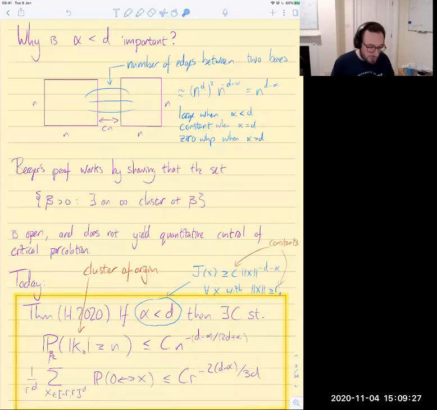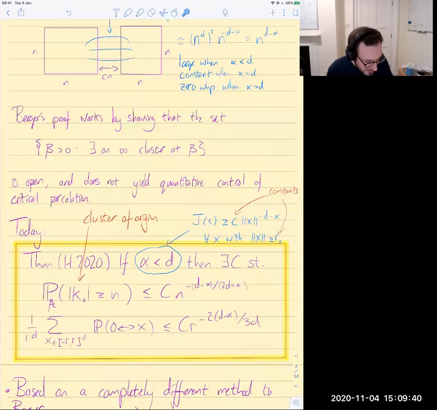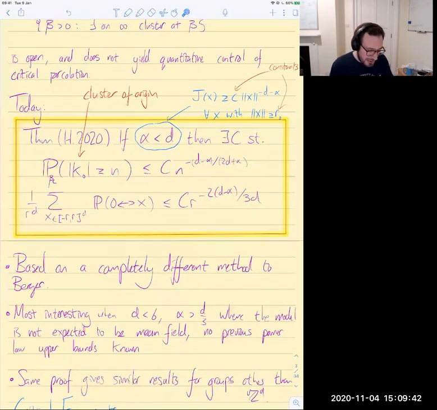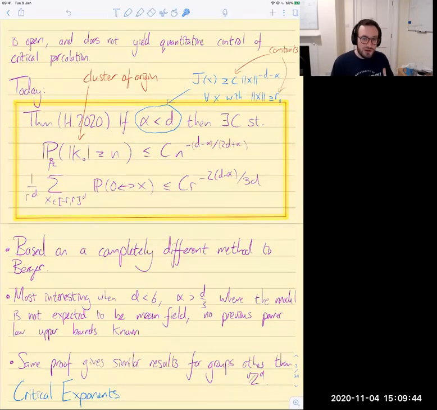So proving continuity this way is nice and it's often how we do it, but it doesn't really tell you anything quantitative about critical percolation, typically. What I want to tell you about today is a new proof of the same theorem, which follows a completely new strategy, and it gives much more quantitative information.